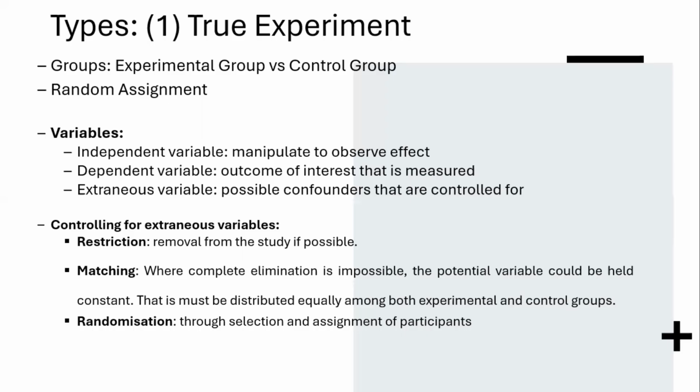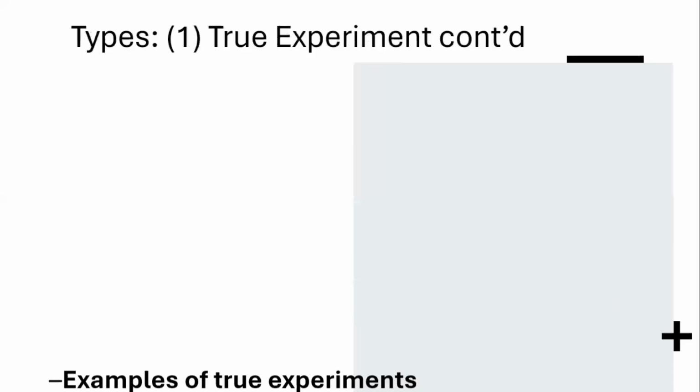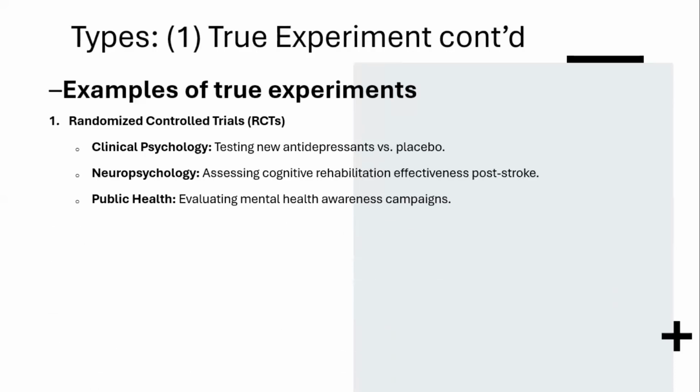Okay. So that is true experiments. Now, examples of true experiments. Actually, we say randomized control trial. That is the easiest and the commonest example of a true experiment. Randomized control trials, RCTs. It's seen as the gold standard in experimentation, even though it has its own problems.